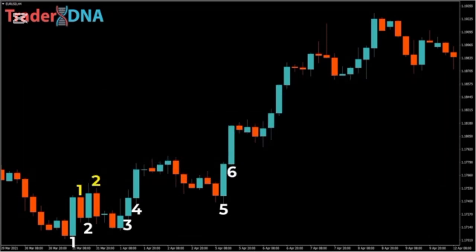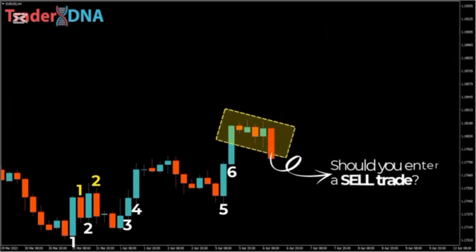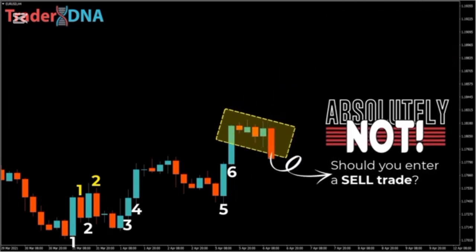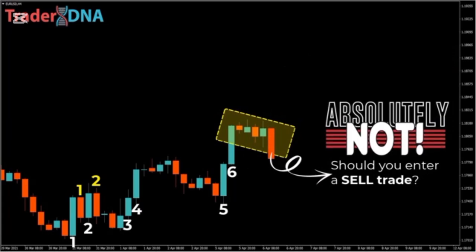So what should we do? Only look for buy entries. Now, let's go a step further. Suppose the price suddenly breaks lower. Should you enter a sell trade? Absolutely not. Here's why. The market structure is still bullish and selling here is high risk. Even if you make a profit, it's likely to be small.